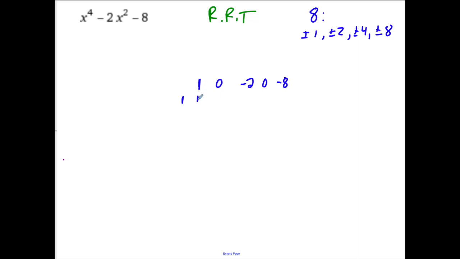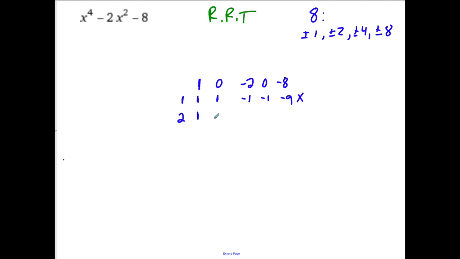So 1 comes down, 1 times 1 is 1, plus 0 is 1. 1 times 1 is 1, plus negative 2 is negative 1. Negative 1 times 1 is negative 1, plus 0 is negative 1. Negative 1 times 1 is negative 1, plus negative 8 is negative 9. So 1 doesn't work. I'm going to assume negative 9 probably won't work either. Let's try 2. So I bring the 1 down.